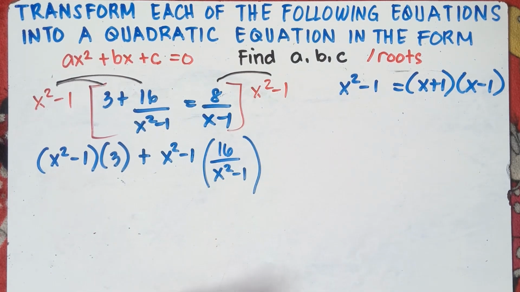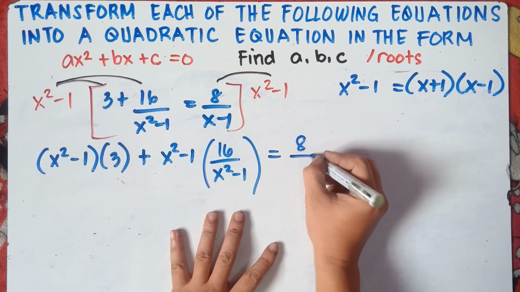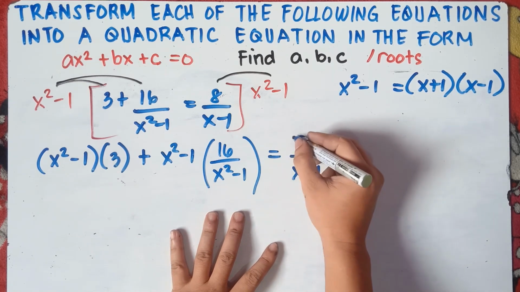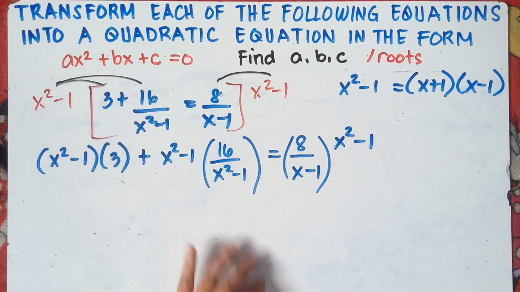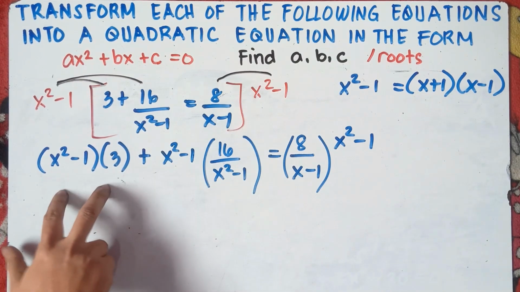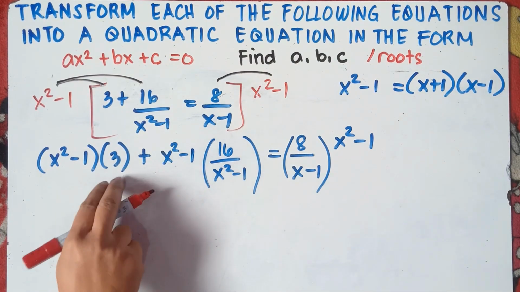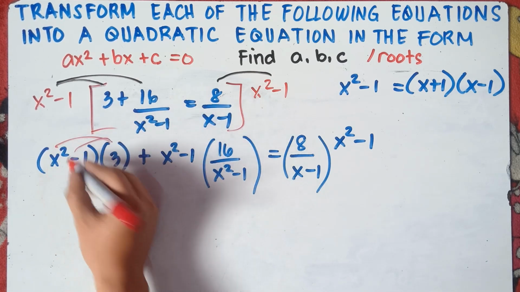Quite tricky, class, but I hope you're still with me. Equals 8 over x minus 1 multiplied by x squared minus 1. Alright, and then you simplify this equation. So you distribute this one, class. You can distribute this one.